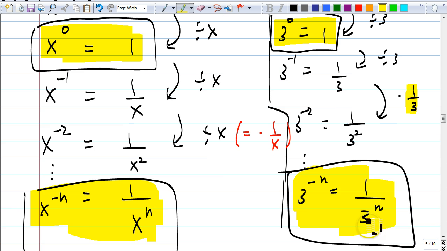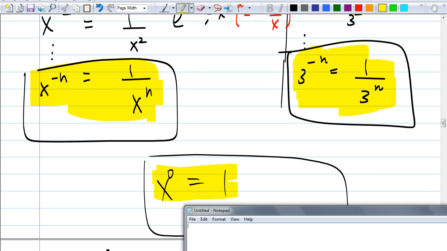And so on. So do you see how this works? X to the negative n power is 1 over x to the n, right? 3 to the negative n power, of course, then is 1 over 3 to the n. Do you guys see this? Okay. Write this down then. I'll wait.